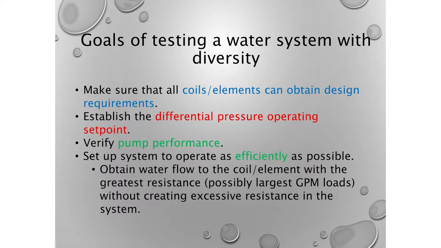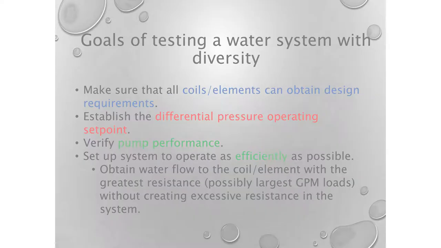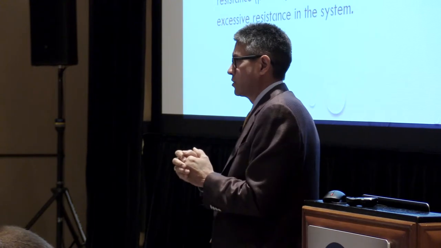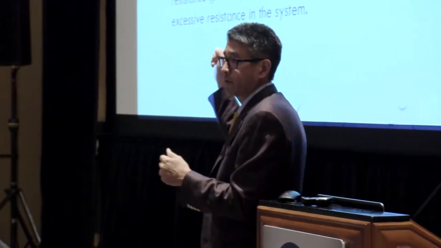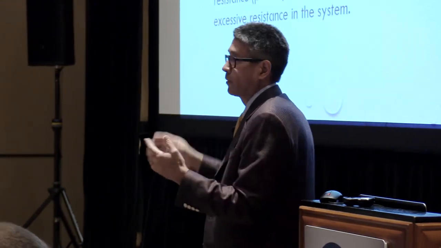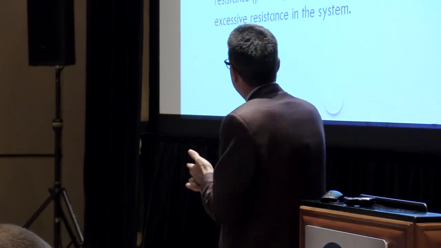So we step back and we try to say, okay, what can we do since we cannot really go through and set every valve for design water flow? What are our goals? We want to make sure everything can get water flow in a, quote, worst case condition as far as we can see. We want to establish a differential pressure set point if the pumps are controlling to a DP sensor. We want to make sure we get a differential pressure set point set.